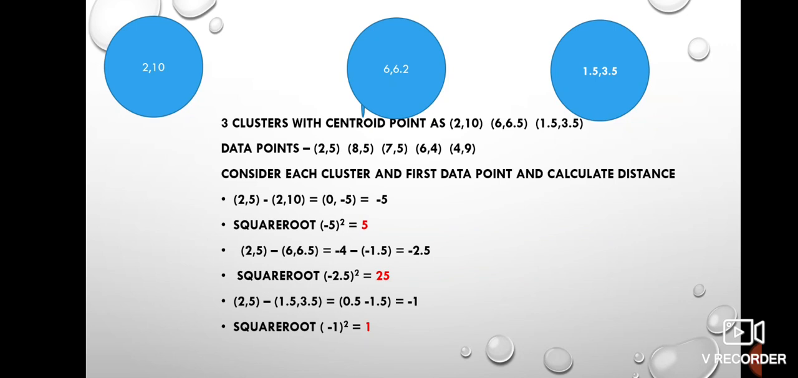As already mentioned in my previous video, the data point will go into the cluster for which the Euclidean distance value is less. So clearly you can see among 5, 25 and 1, the least value is for the third cluster, that is 1. The Euclidean distance is less for 1, so the first data point 2 5 will go to your third cluster, as the Euclidean distance, that is 1, is very much lesser in comparison to 5 and 25.